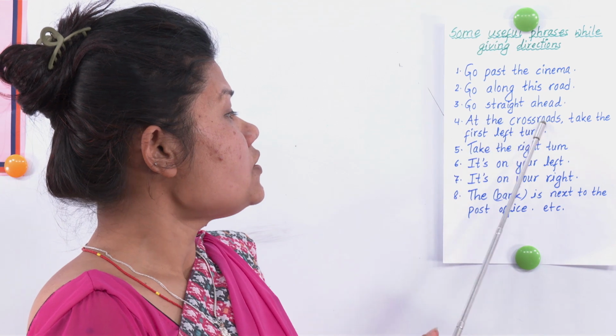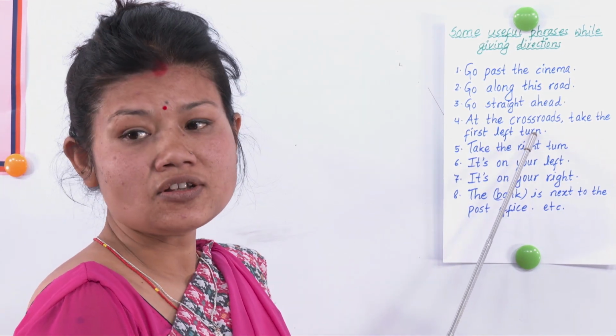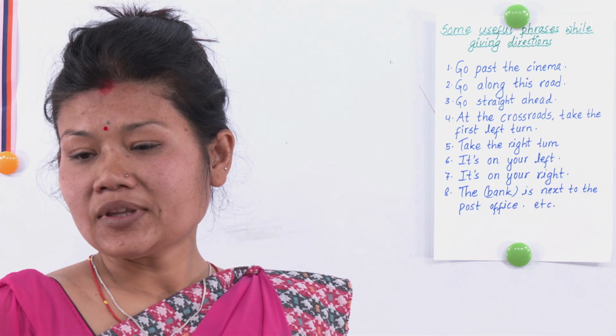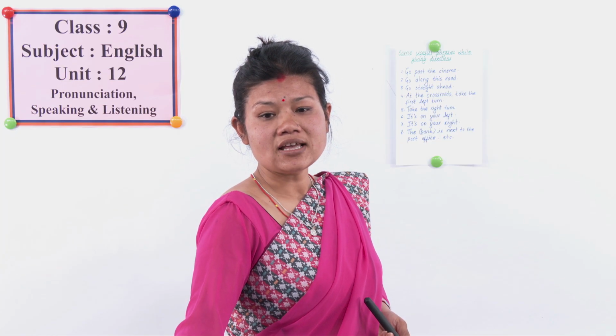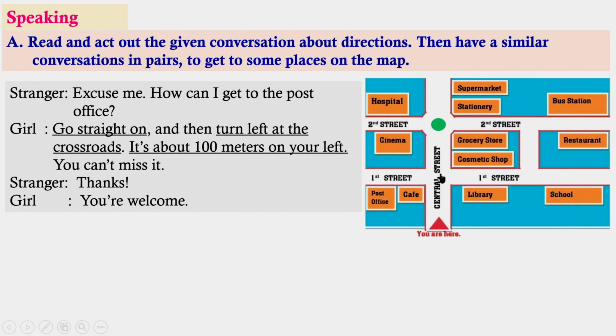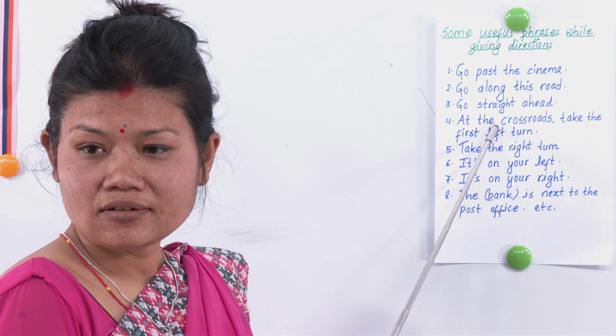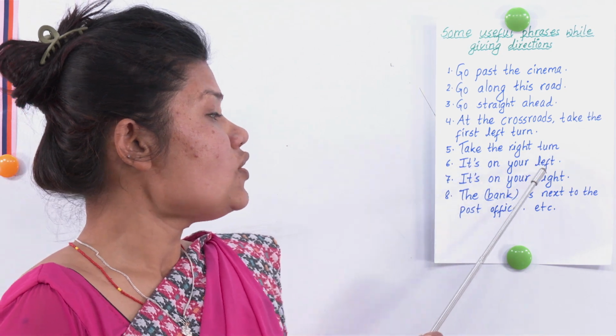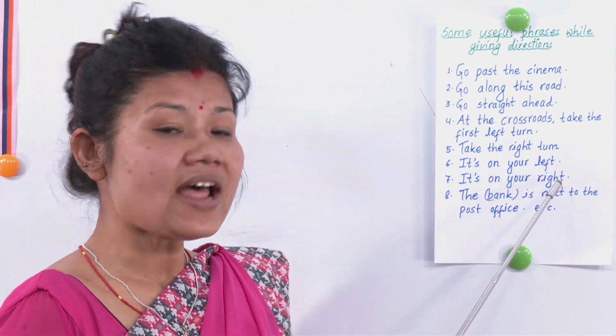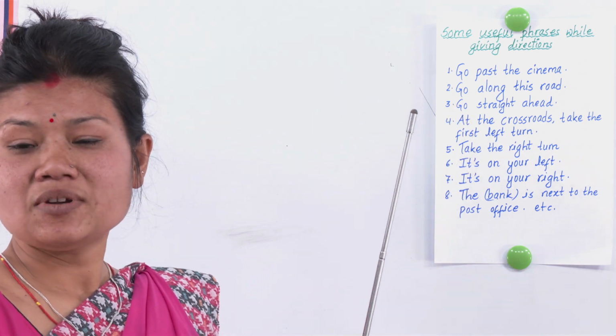Next, at the crossroads, take the first left turn. Can you see the crossroad on this map? Again, you can look at the slide. This area is called a crossroad. Look here, at this place the roads diverge in 4 directions. This type of area is called crossroads. So, at the crossroads, take the first left turn, turn left. Take the right turn, it's on your left, it's on your right. For example, the school is on your right.